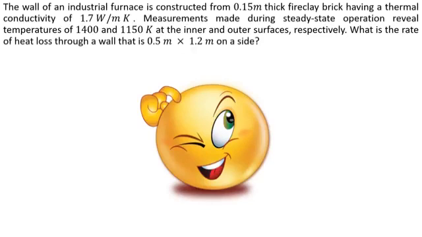We have a wall of an industrial furnace having a thickness of 0.15 meter and it is made up of fire clay brick. The thermal conductivity of the fire clay brick is 1.7 watt per meter Kelvin. Measurements made during steady state operation find that the temperature at the inner side of the furnace is 1400 Kelvin, while the outer side of the furnace is at a temperature of 1150 Kelvin. Now we are going to find the heat loss through a wall which is 0.5 by 1.2 meter on a side.